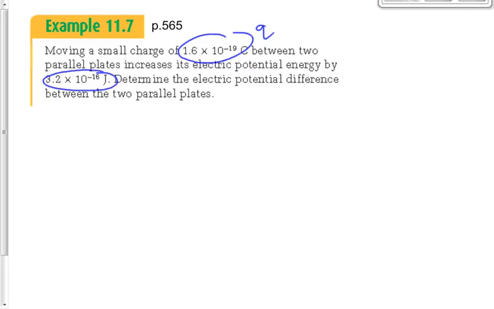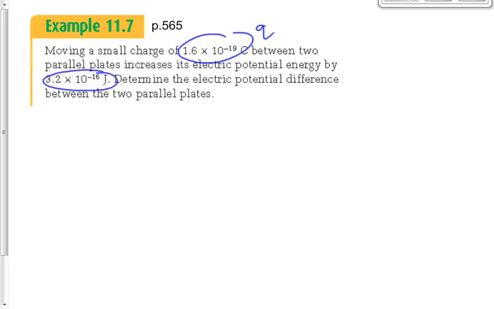What's that? Increases its potential energy. What variable is that? Is that V? Is that delta V? Is it E? Is it delta E? A, B, C, or D? V, delta V, E, or delta E? Sorry? It's not just E. No. Okay, you're close, but it's not just E, Chantal. It would be delta E, right?